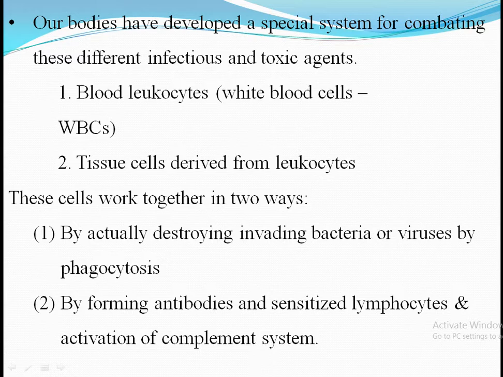And for that, in our blood, a special type of cells, the white blood cells, whose other name is leukocytes, are present, which are going to defend our body against these infectious and toxic agents. Other tissue cells derived from leukocytes are also helpful as far as the body immunity function is concerned.